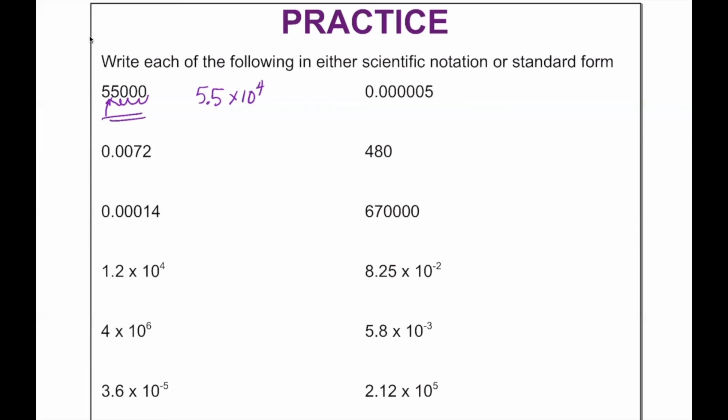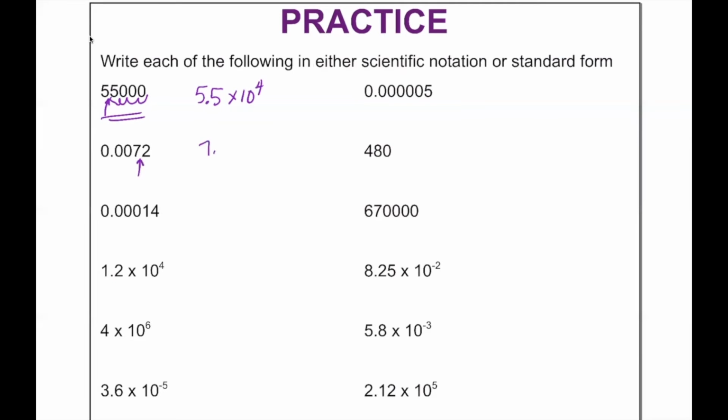If we look at the second example, we're going to want to put the decimal place here. So we're going to have 7.2. And now we have to figure out our exponent. And so we have it 1, 2, 3 places. And so we're going to have times 10 to the negative third. The way that we know it's negative is that our value is smaller than 1.